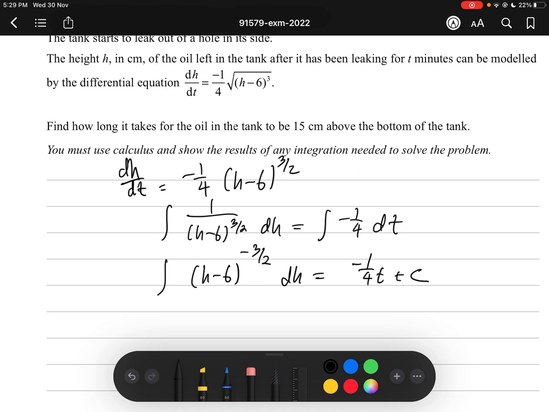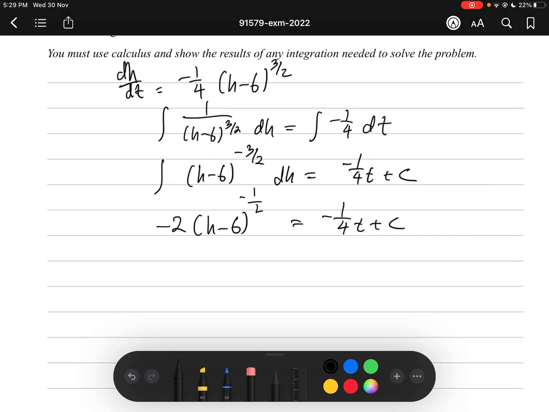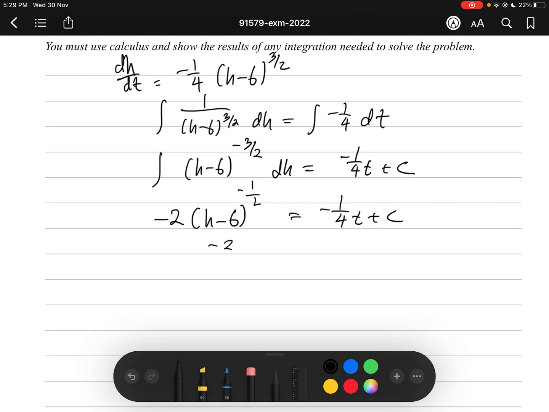So we're going to add 1 to the power and divide by the new power. Negative 3 over 2 plus 1 is negative 1/2, and 1 divided by negative 1/2 is negative 2. So we're going to get negative 2 times h minus 6 to the power of negative 1/2, and that equals negative 1 quarter t plus c. So let's rewrite this in a bit neater way. We have negative 2 divided by the square root of h minus 6 equals negative 1 quarter t plus c.